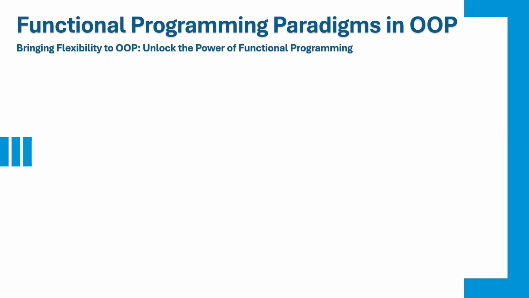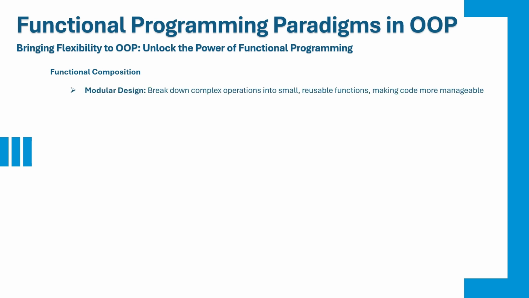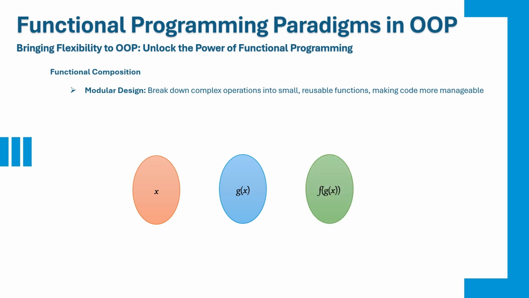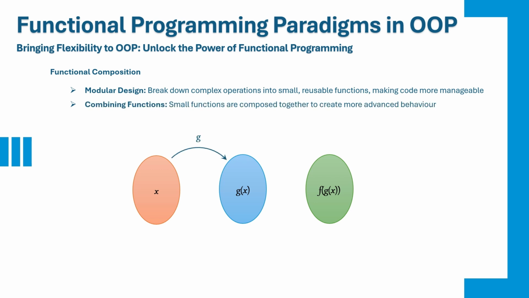Next up in our journey through functional programming paradigms in OOP is functional composition. At first, the term might sound a bit intimidating, but the concept is surprisingly simple and extremely powerful. Functional composition is all about combining simple functions to build more complex operations. Rather than writing one huge complicated function, we break the problem into smaller, manageable pieces. Each piece does one thing, and we can stitch them together to create more advanced functionality.